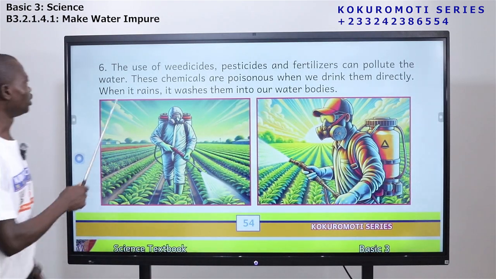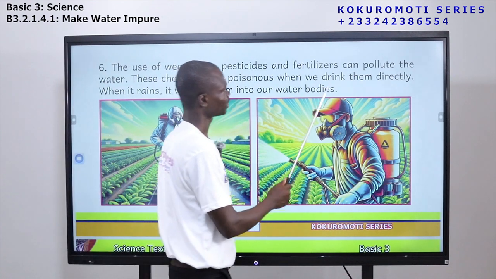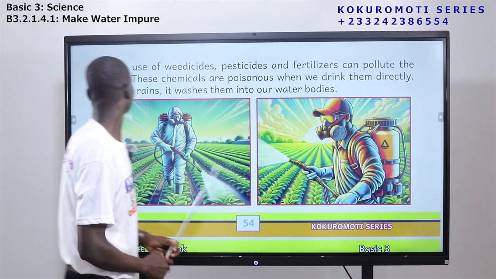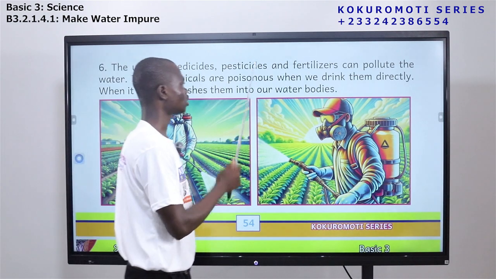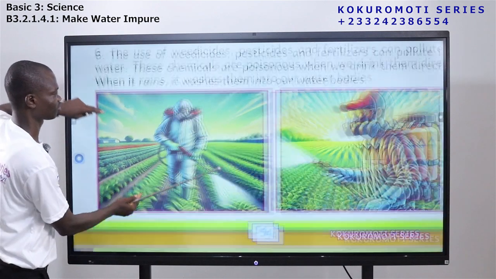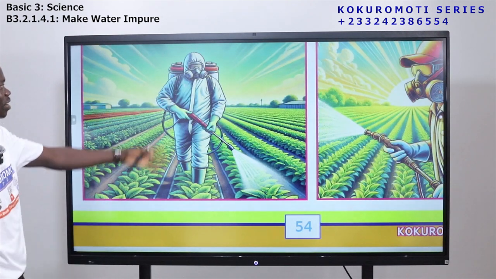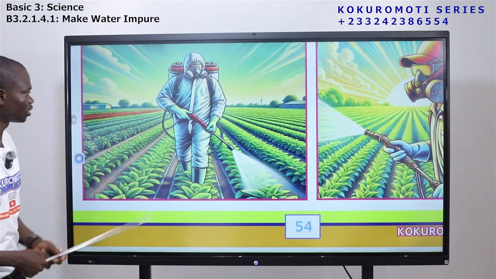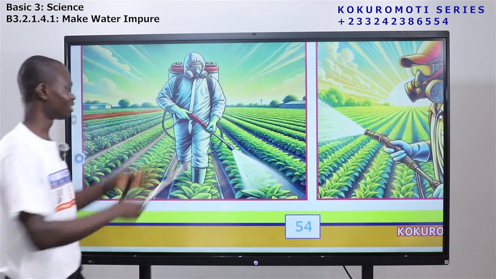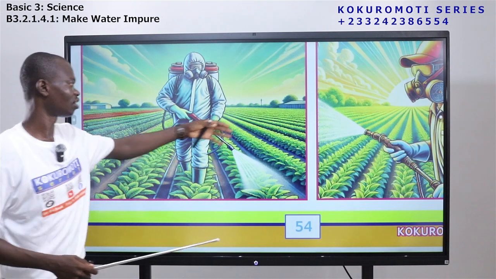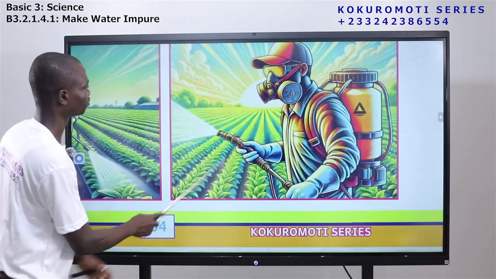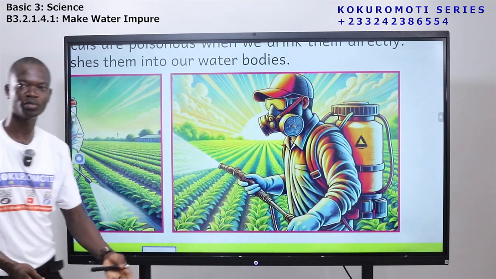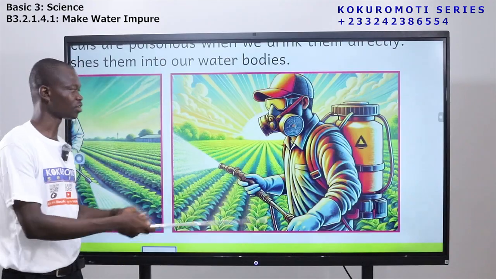The next one is this. The use of weedicides, pesticides, and fertilizers can pollute the water. These chemicals are poisonous when we drink them directly. When it rains, it washes them into our water bodies. So look at this. Because it is very poisonous, look at the way the farmer has dressed. All the body part has been covered because he doesn't want the chemical to have contact with the skin or the body. And when they finish all this and it rains, the rain will wash these chemicals on the leaves into our water bodies. The same thing is here. So you see, and it will affect us because when they are washed into our water bodies, that is where we also fetch water and then we use the water for our daily activities.